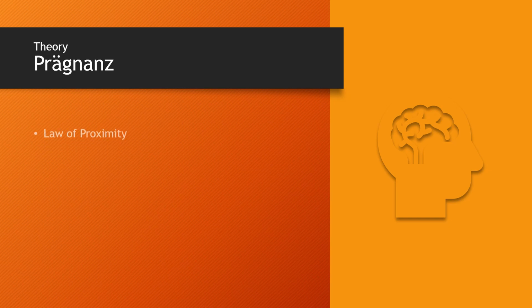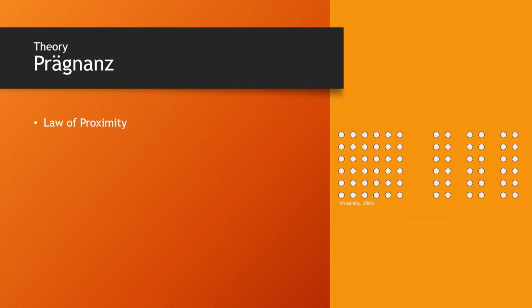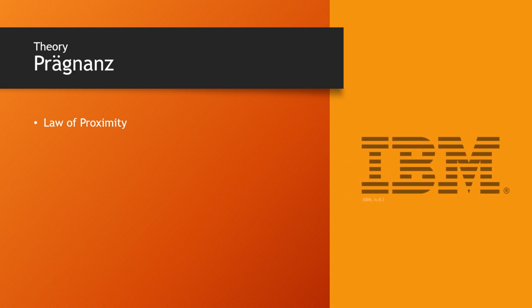The law of proximity assumes that we perceive objects as groups when they are close to each other. For example, there are 72 dots in this graphic, but we tend to perceive them in three groups, one consisting of 36 dots and the other three composed of 12 dots each. A real-world example of proximity would be this IBM logo. Instead of seeing 8 horizontal lines, we see the letters IBM because there is a space between each letter, thus making the horizontal lines of each letter more salient.